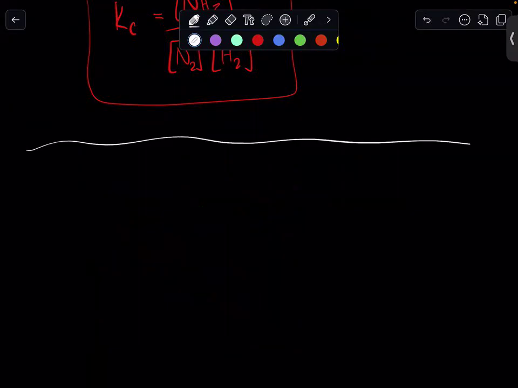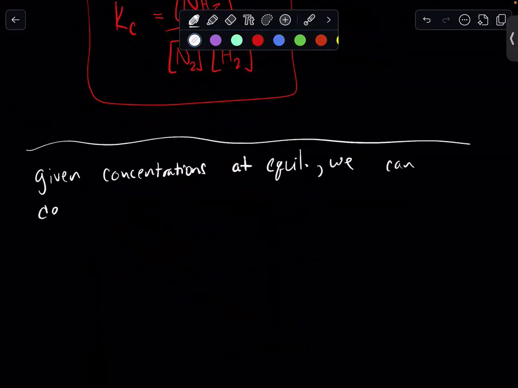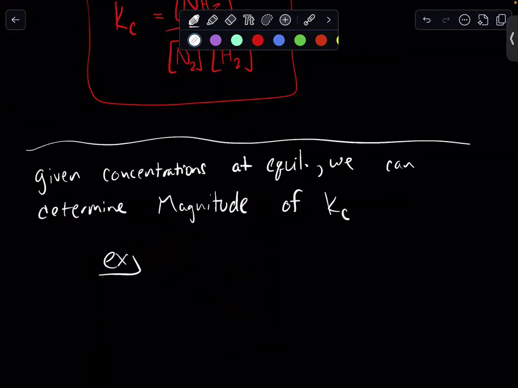So why don't we try with a given concentration? Given concentrations at equilibrium, we can determine the magnitude of our equilibrium constant. So we'll still use the Haber process just because we already have that one written out.